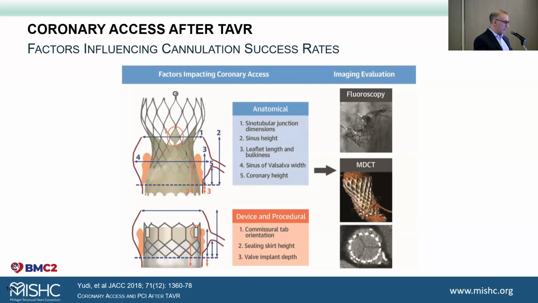So there are device and procedural issues. Commissural tab orientation is important. This phenomenon, the C tab, where it looks like there's a C on fluoroscopy, will help you understand if there is commissural alignment. The sealing skirt and the valve implant. As we've gone to a higher drive to implant TAVI valves higher and higher and higher to decrease the risk of pacemaker, it has come at a price of not occluding, but making coronary access much more difficult. So the pre-CT planning is critically important so we can understand how deep the implant has to be. So there's a refinement in our implant technique too.